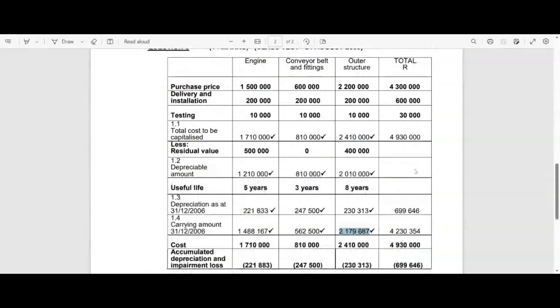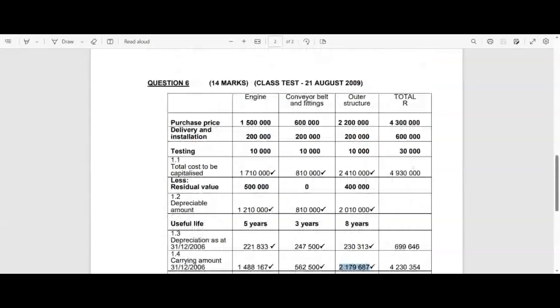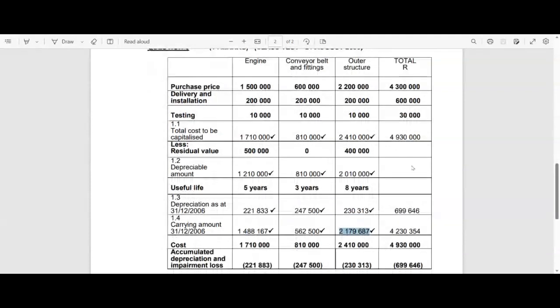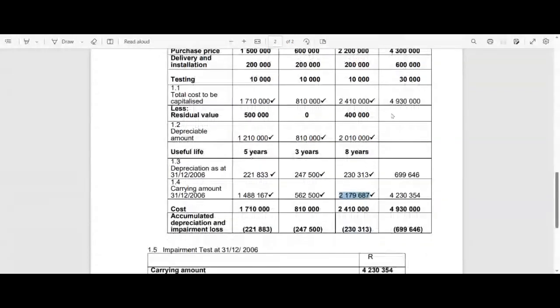So you'll have a category of asset called bottling plant. And then you'll say the bottling plant has a cost of 4,930,000 rands. It had depreciation expense for the year of 699,647, and its carrying amount is 4,230,000. And how do we get that? It is the total cost of that overall asset less the accumulated depreciation on the overall asset.